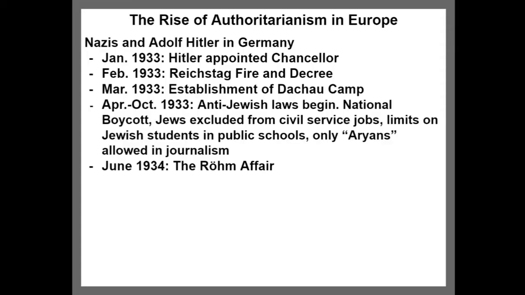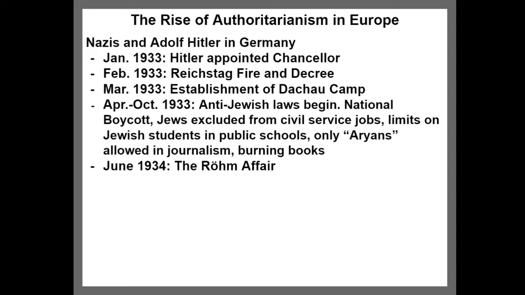In June of 1934, there was the Röhm affair. So as the country was becoming more and more in the grips of the Nazis, there were still some Germans in the government and in the military who didn't fully support Hitler and his band of supporters. So there was a faction of Germans who were against Hitler at this time.